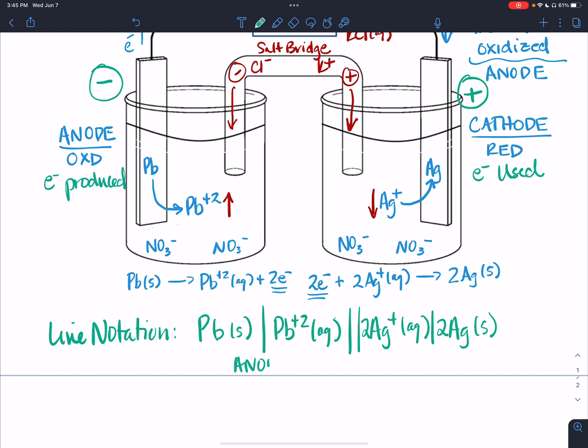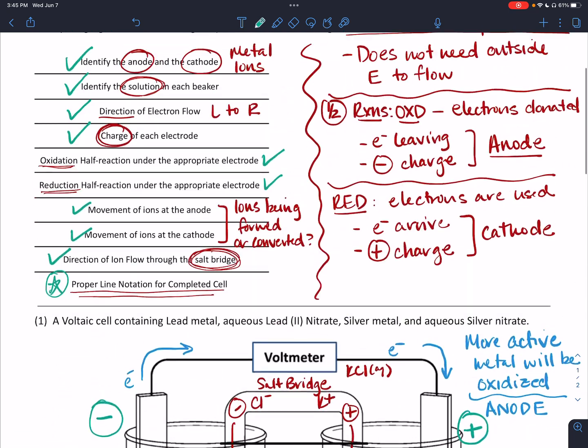Anode, and we do metal, and then ion, cathode, ion, and then metal. Okay? All right, if you have any questions, please let me know.